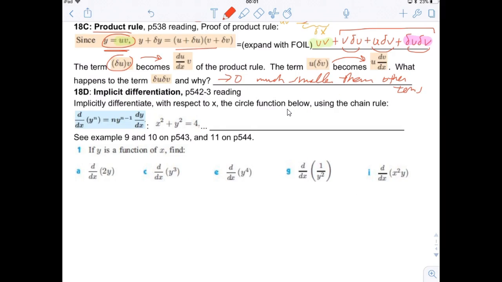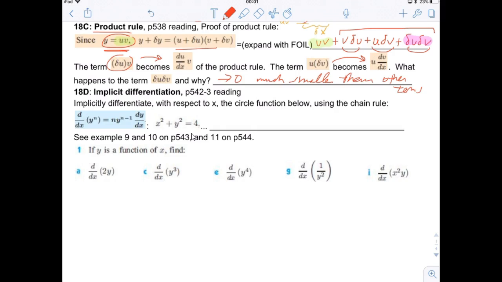Okay, now we're in the implicit differentiation section on page 542. And here we are going to do our first ever implicit differentiation. I'm going to show you how to do it. It's easier to see it done than it is to explain how to do it. So I'm just going to show you.